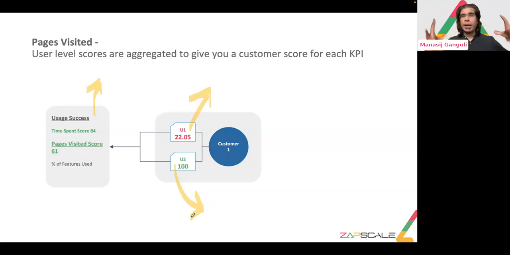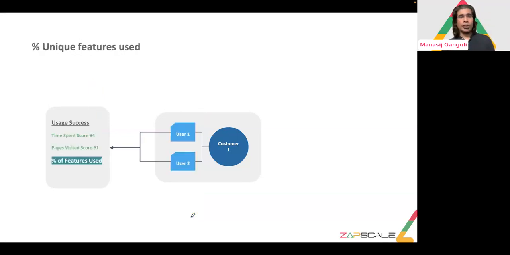So we are starting to build our story. We now have two KPIs. For each of the KPIs, we have gotten user level scores. For each of the KPIs, we've also got a customer level score. Moving on to the next part, which is percentage of unique features used.